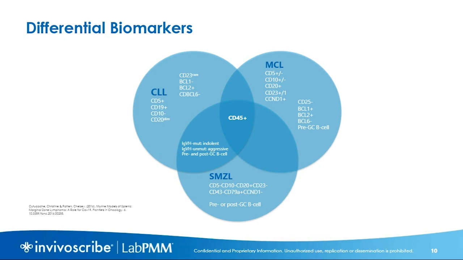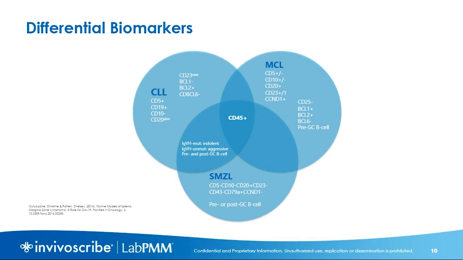CD23 is often expressed in CLL. It's not typically expressed in mantle cell lymphoma, though it's not specific. It can be expressed in lymphoplasmacytic lymphoma and rare mantle cell lymphoma cases. CD200 is a much more specific marker, and some have replaced CD23 with it in their panel, or yet others, like us, we just use it in conjunction with CD23.